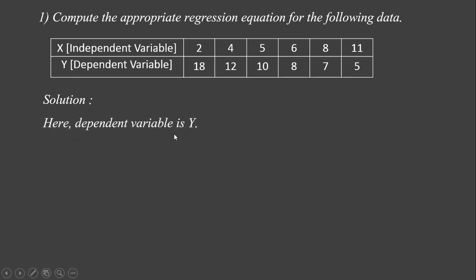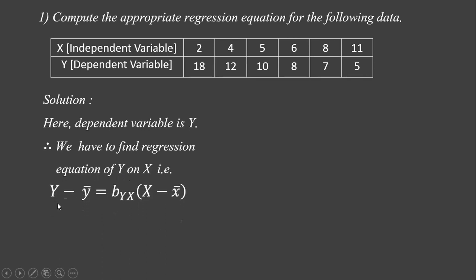Here the dependent variable is y, therefore we have to find the regression equation of y on x, and that equation is y minus y bar is equal to byx into x minus x bar. Now while finding this equation, we have to find the value of y bar, the value of x bar, and the value of the regression coefficient byx. So we can find the value of y bar. Here values of y are given. Adding all these values of y, with number of observations 1, 2, 3, 4, 5, 6, and dividing by 6, we get y bar.